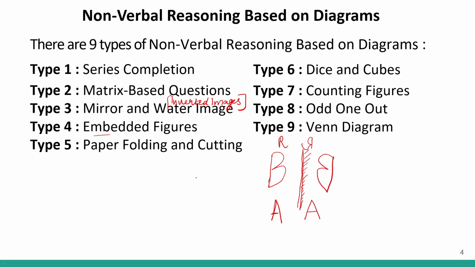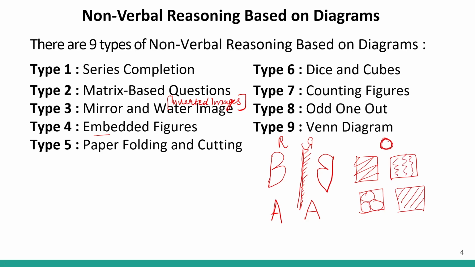Then you have embedded figures. What do you mean by embedded figures? Embedded figure means that if I have an object like this, or if I have this, and I am given 4 options. So my first option looks something like this. Second option looks something like this. Third option looks like this. And fourth option looks like this. Okay. And I have to find out this image will be embedded. Embedded means this image will be inside which of the following images. So clearly a circle will be inside this image. So this is how you solve questions on embedded images.